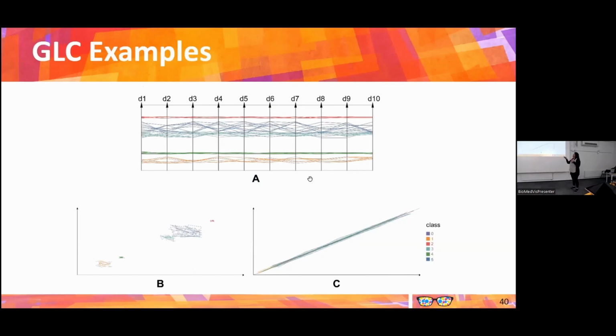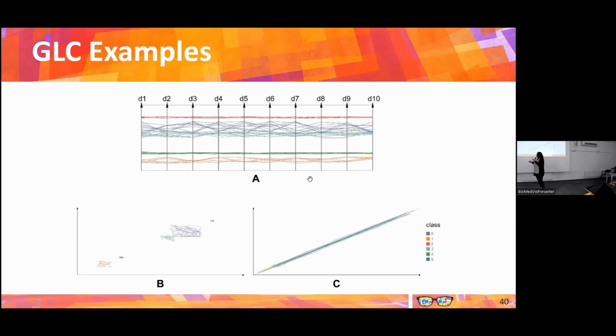Here we have an example. It's a synthetic data set. This is parallel coordinates, which we are quite used to. We have 5 classes here. As we are using coloring to differentiate the different classes, we can see the different groups and differentiate them. There is some overplotting here between class 5 and 3.